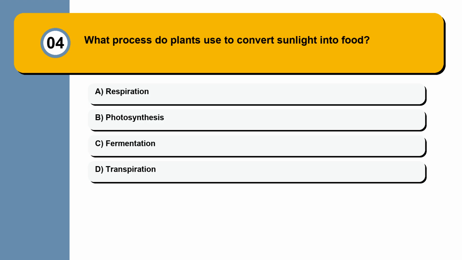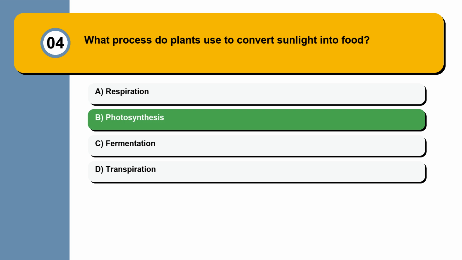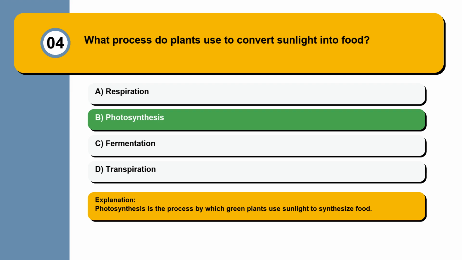Question 4. What process do plants use to convert sunlight into food? Respiration, photosynthesis, fermentation, transpiration. Photosynthesis is the process by which green plants use sunlight to synthesize food.